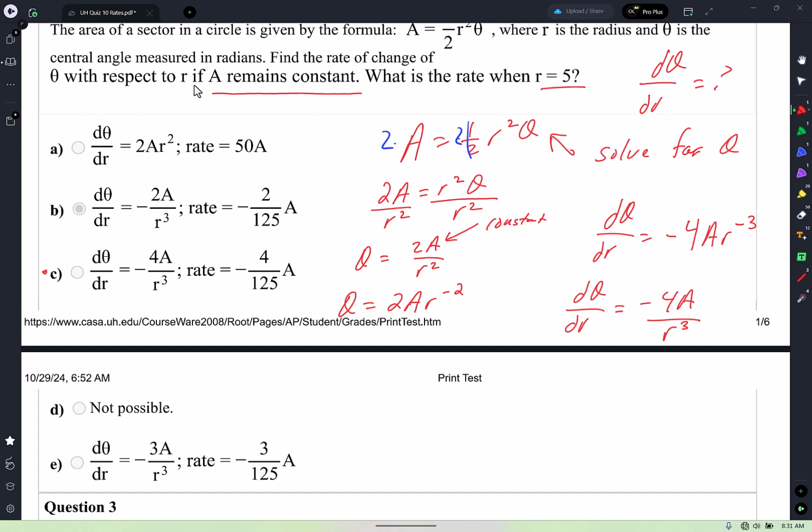Next, what do they say when r is 5? So let's see. d theta/dr equals negative 4A over 5 cubed. Yeah, 5 cubed is 125. Negative 4A over 125. Letter C.